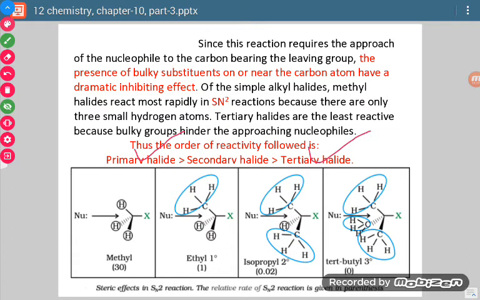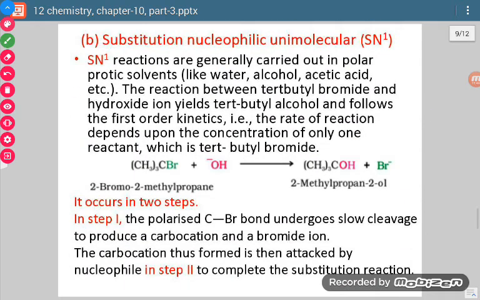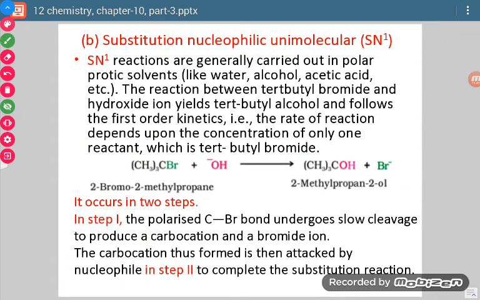So the order of reactivity for SN2 type of mechanism will be primary is greater than secondary is greater than tertiary. Okay, now let us come to the second type of mechanism. Now see, it is called SN1 mechanism, or we say it is nucleophilic substitution reaction following first order kinetics.